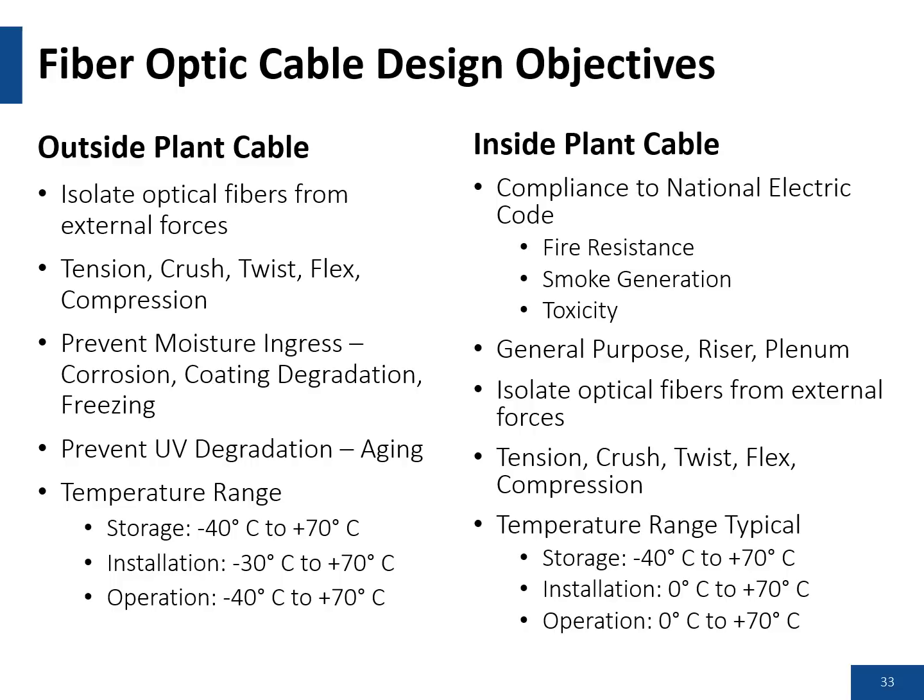We also want to isolate, as I mentioned, the fibers from external forces that might be seen during the installation process, which are not as rigorous typically as they are in outside plant. But again, it's tension, crush, twist, flex, and compression. The typical temperature range for inside plant cables is installation and operation at 0 degrees Celsius to plus 70 C, and storage at minus 40 to plus 70 C.